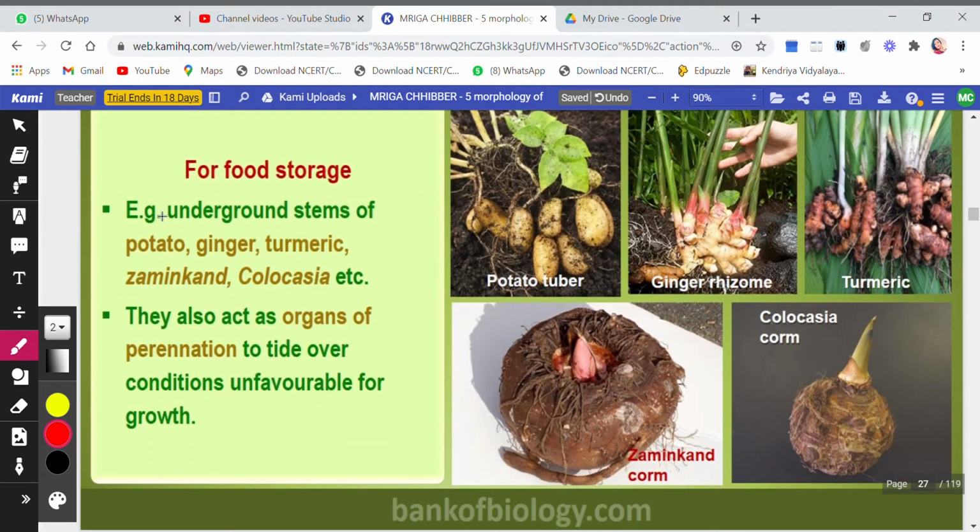For storage, underground stems like potato, ginger, turmeric, zamikand, colocasia, etc. All of them can store food. So these are the modified stems. They also act as organs of perennation to tide over conditions unfavorable for the growth. Suppose the conditions outside are unfavorable, so they will do perennation. That is, they will be dormant for some time and they will give a very good reserve food material.